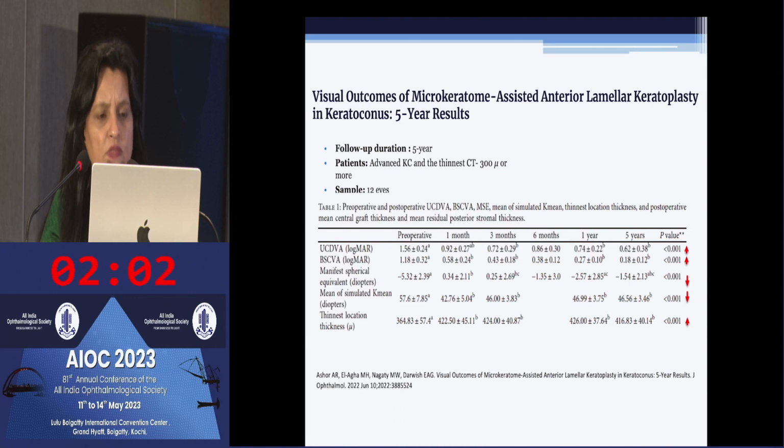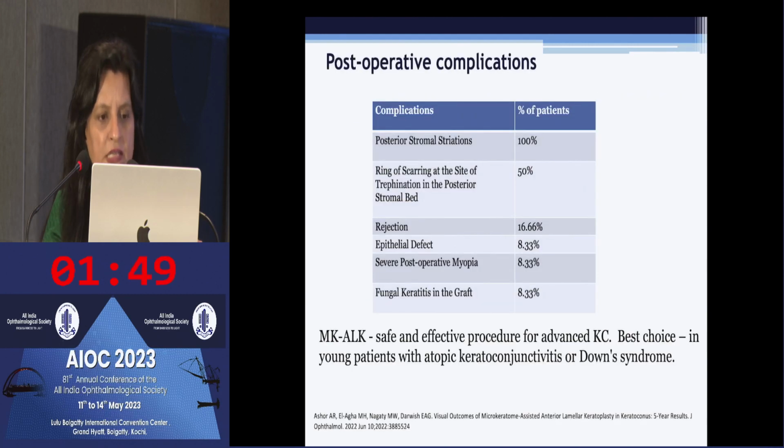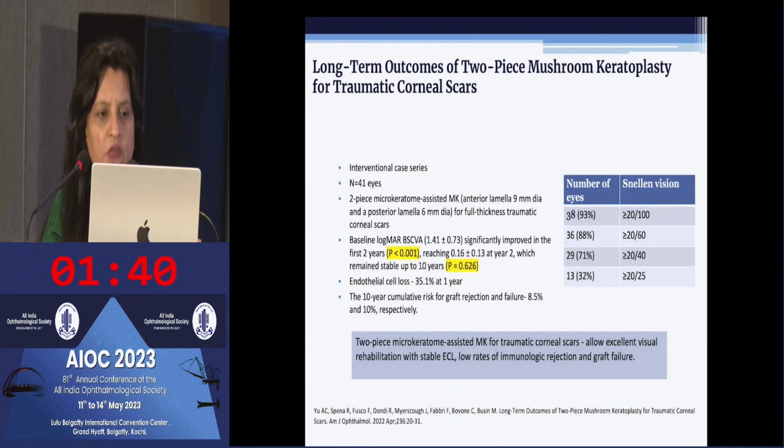Again, long-term studies, 5-year results with the ALTK, which shows very good results across all parameters, including visual acuity, the spherical aberrations, the cylinder, etc. There can be problems. Post-op problems have been reported in some of the cases, like rejection, epithelial defect, myopia, also an infection in one of the grafts.